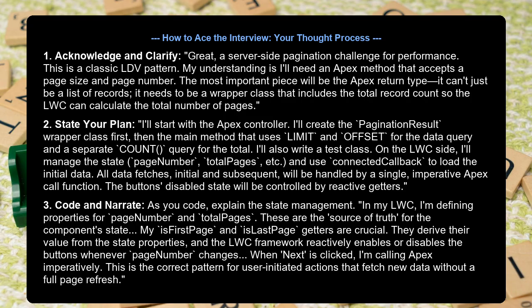3. Code and narrate: as you code, explain the state management. In my LWC, I'm defining properties for page number and total pages. These are the source of truth for the component's state. My isFirstPage and isLastPage getters are crucial. They derive their value from the state properties, and the LWC framework reactively enables or disables the buttons whenever page number changes. When next is clicked, I'm calling Apex imperatively. This is the correct pattern for user-initiated actions that fetch new data without a full page refresh.